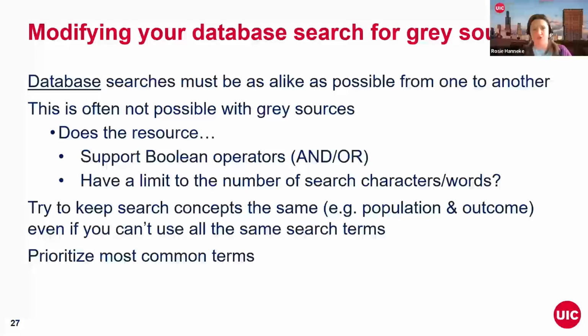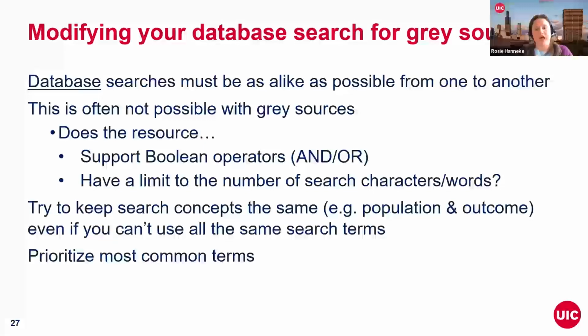With gray literature sources, it depends, but it's often not possible to just copy and paste a search like you would from one database to another. So depending on the resource you're searching, you want to figure out, is there a limit to the number of words you can type in, to the number of search characters? Does the resource support Boolean operators?